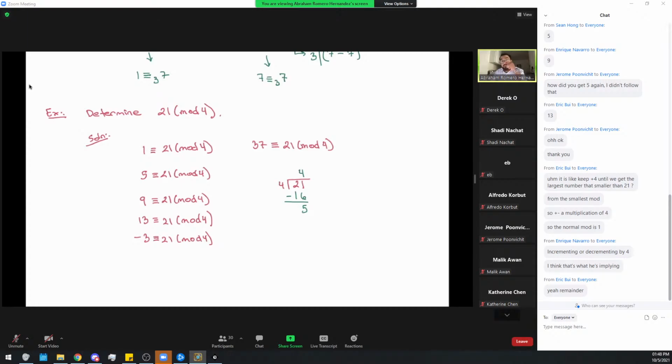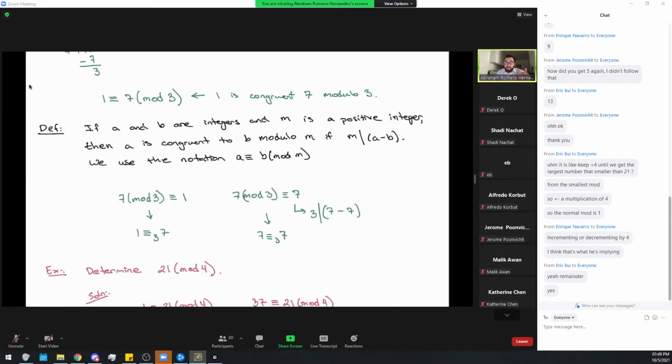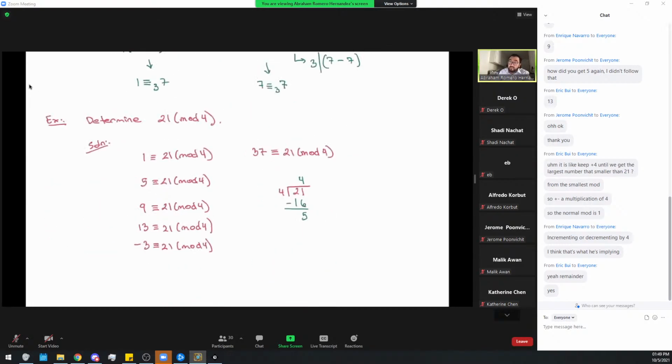Does that make sense? Now, if we're looking at it in terms of the definition, we take the difference of A and B, and then it's divisible by M. And that's how I usually think about mods: 1 minus this, and then it's divisible by this. Or another way I think about it is, how much more do I need for this in order for it to be divisible by 4? That's how I think of it.